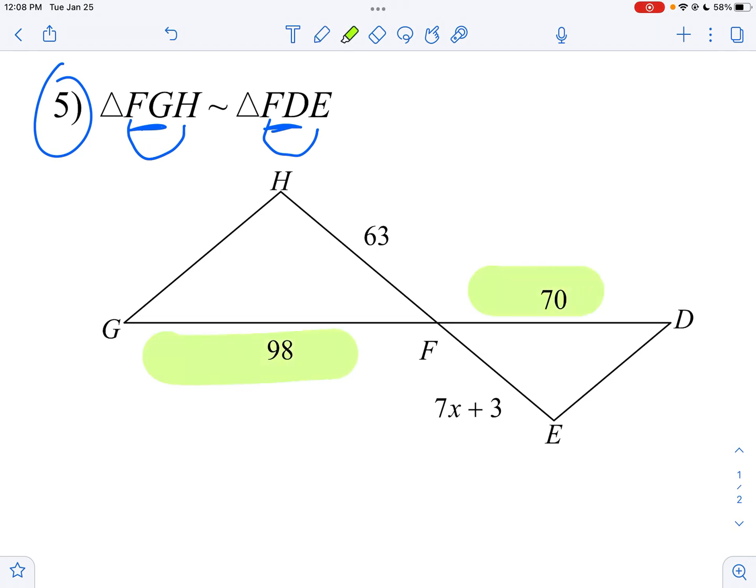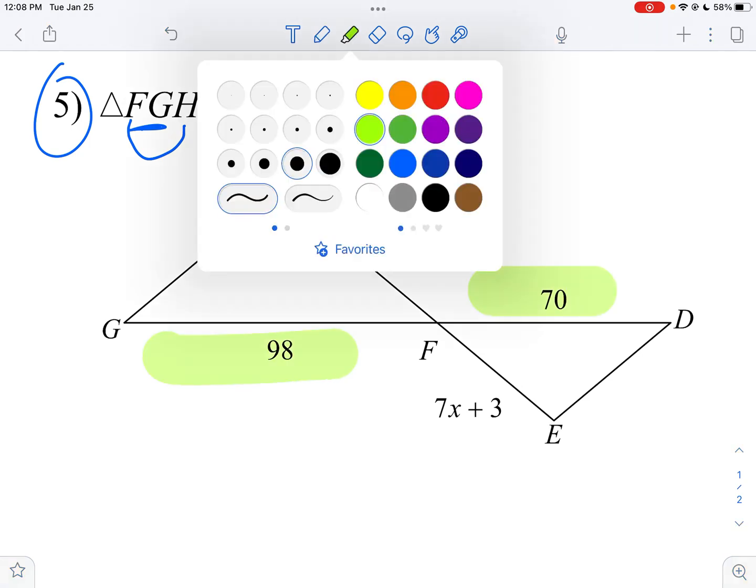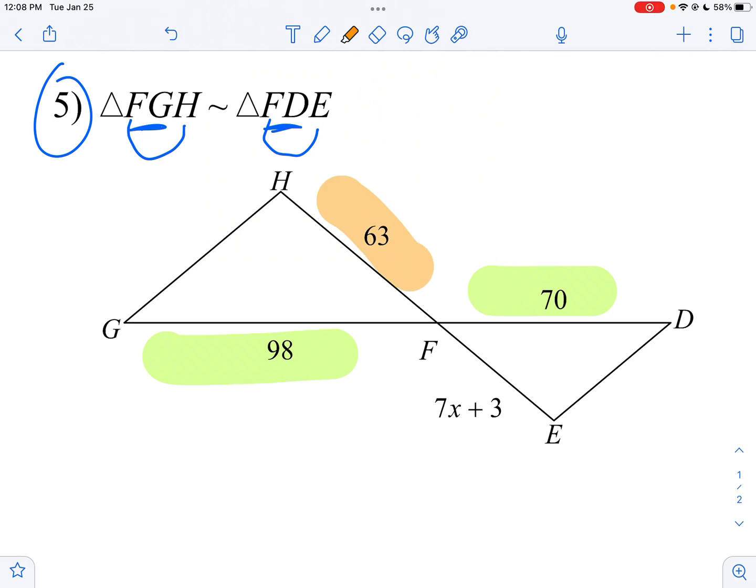Actually, I should just use a highlighter. Those correspond in a different color, like orange. These correspond, okay? So now we have that. You can set up an equation and solve it.